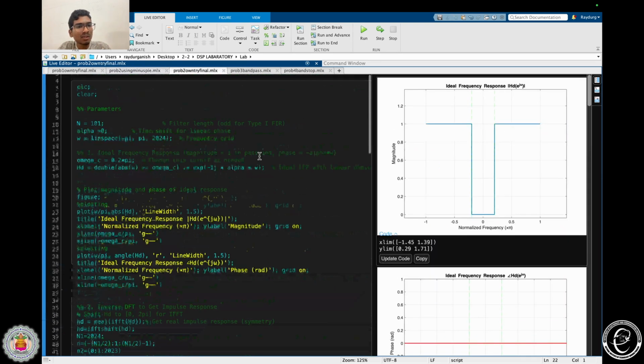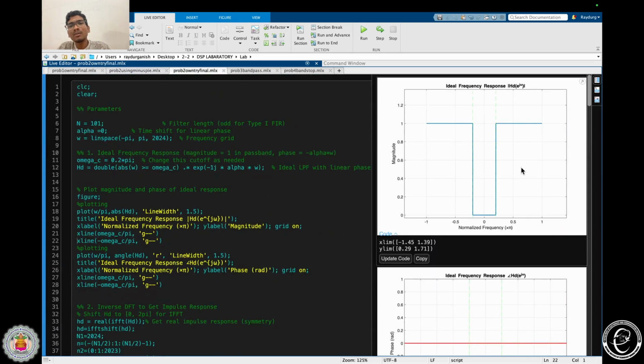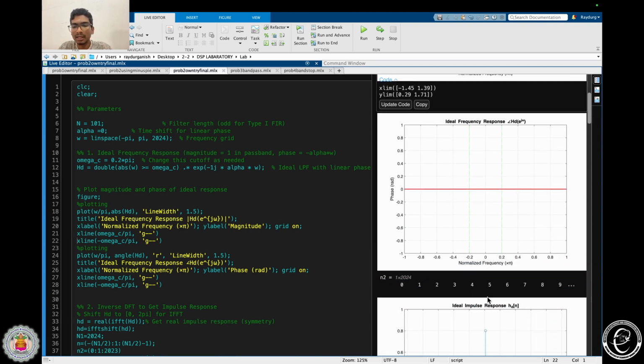Now the other method which we can do is, we can take the ideal frequency response of the high pass filter itself, and then we can use the IIFT, and then extract the corresponding samples and construct the corresponding window, and then multiply the window with the impulse response, and then calculate its frequency response by the FFT command, and then plot its phase and magnitude.